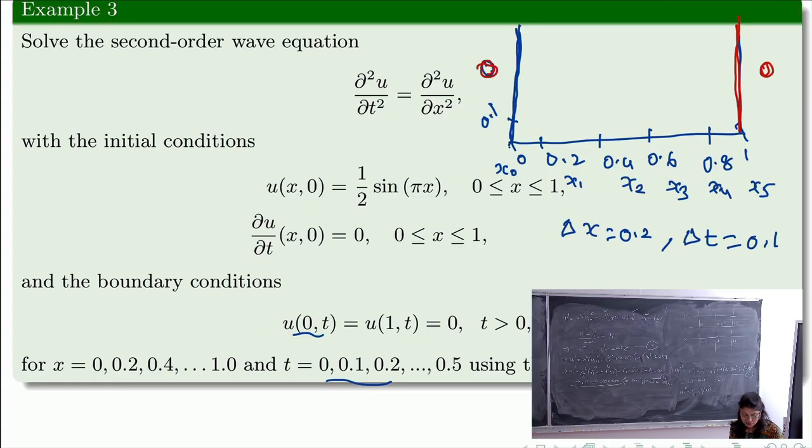The initial condition is given to be sine pi x by 2. So here what is your x? x is 0.2. So this will be sine pi into 0.2. We have to calculate that, so this will be that value here. Now the next point 0.4 will be half of sine 0.4 times pi. So similarly I will get every value at these points also. Fine.